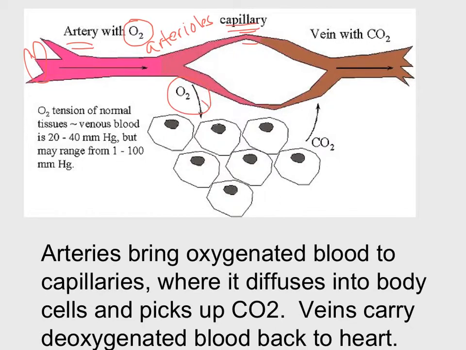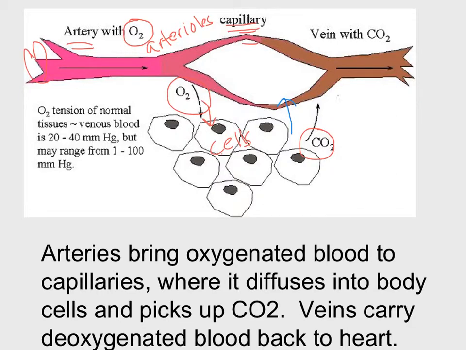So oxygen is diffused out of the capillaries and into the cells. You can see the cells here. And the cells use oxygen to be able to make ATP. And this blood, by the way, is also bringing glucose and other nutrients to the cells. And when the cells are finished making some ATP, they actually give off carbon dioxide. And that is a waste product. And so that goes back into the capillaries.